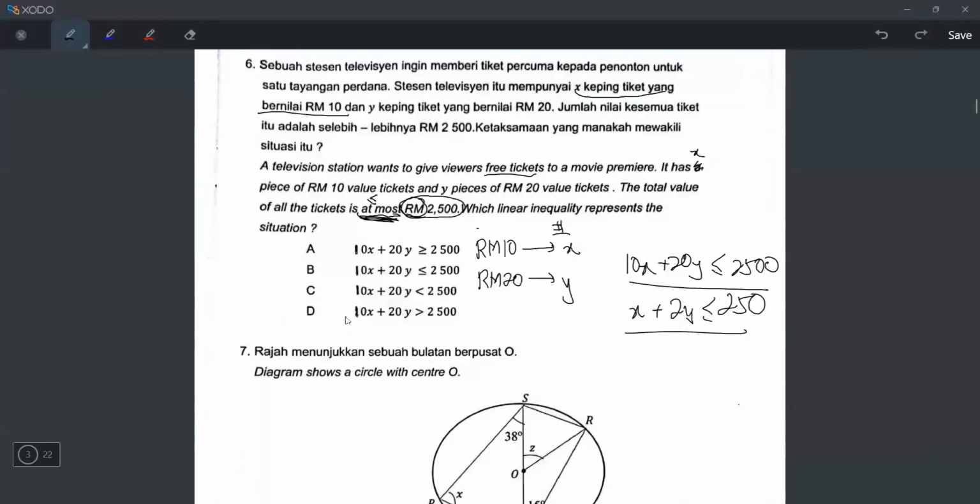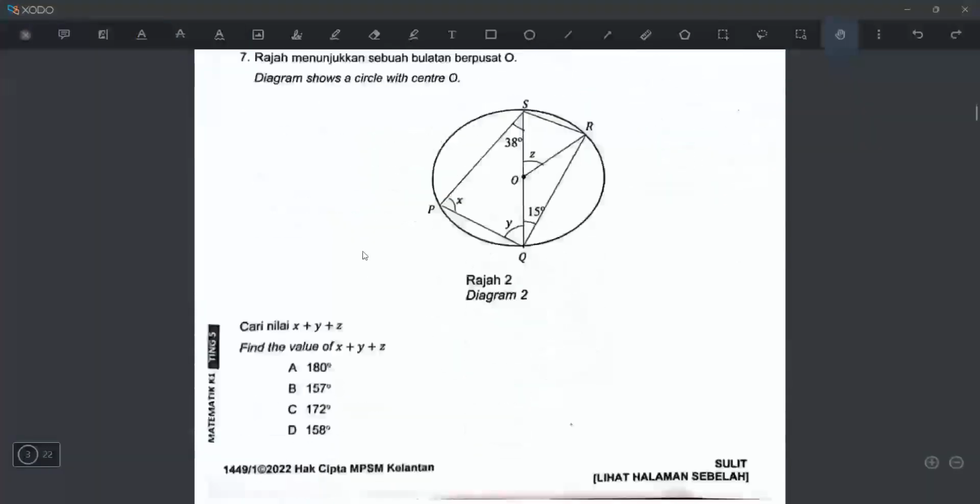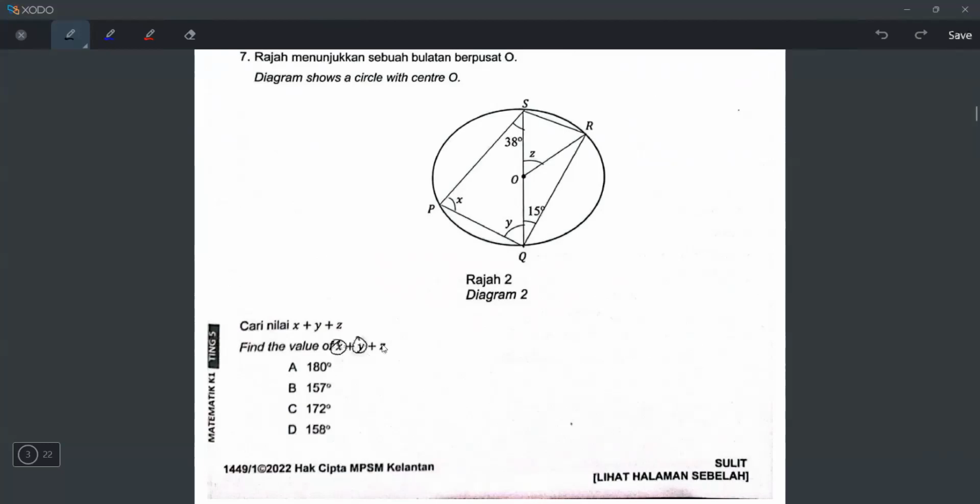Okay. So if you look at A, B, C, D, the answer is very clear. Is B. Okay, it's B. Smaller sama dengan, right? Okay, let's move on. Number 7. Diagram shows a circle with center O. So we can see there's a circle. What they want to find the value of X plus Y plus Z. Okay, I can see X, Y, Z is here.